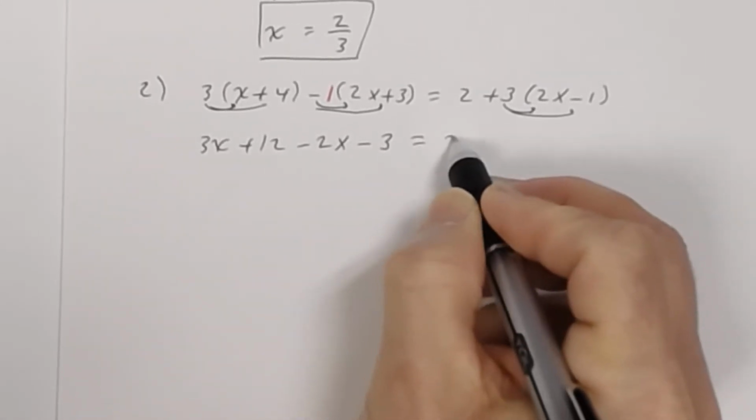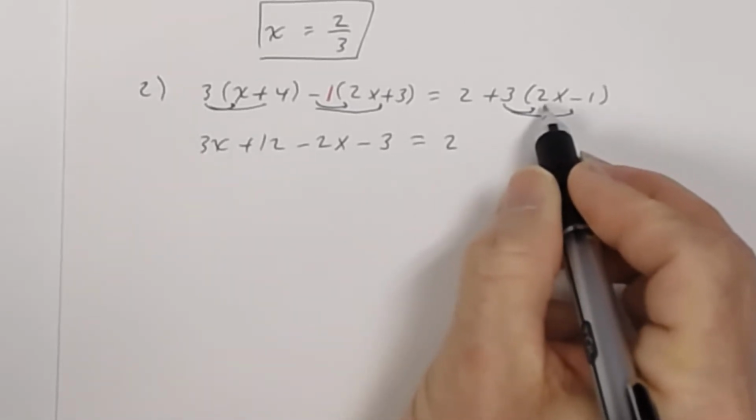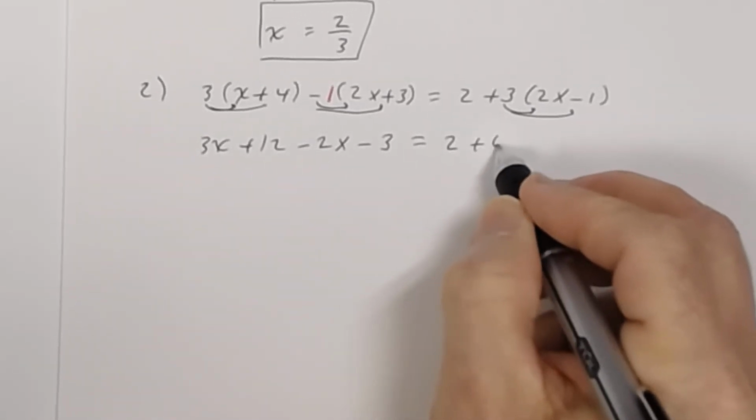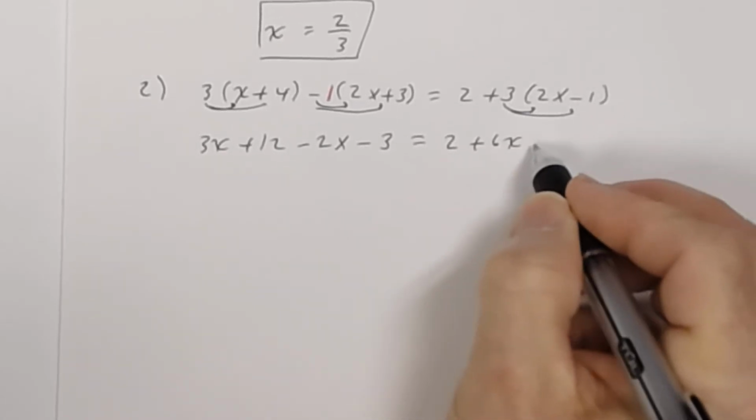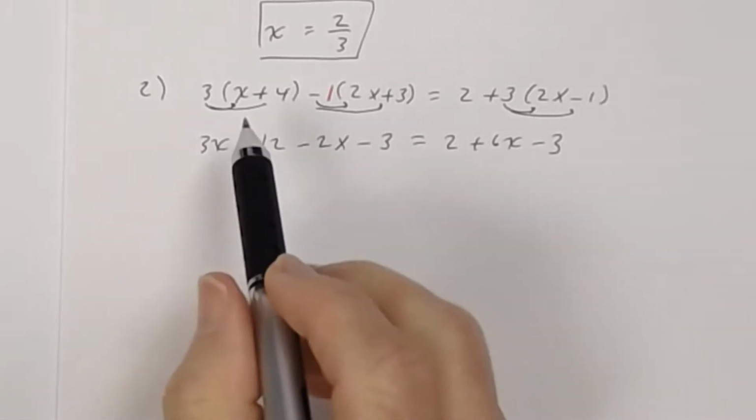Equals over here 2, and then let's distribute the 3. 3 times 2x is 6x, and then 3 times a negative 1 is a negative 3. All right, so first thing you needed to do was to get rid of the parentheses, and I did that by using a distributive property. The next step is to combine like terms.